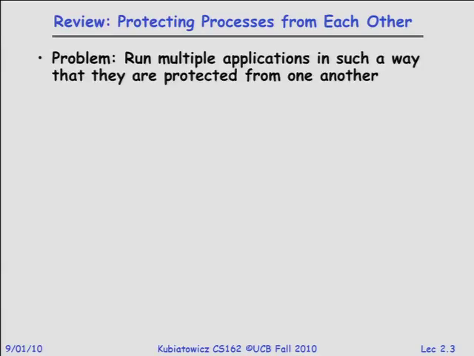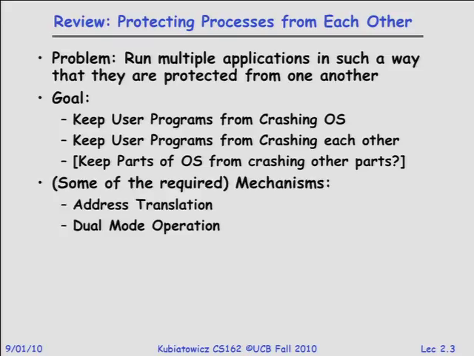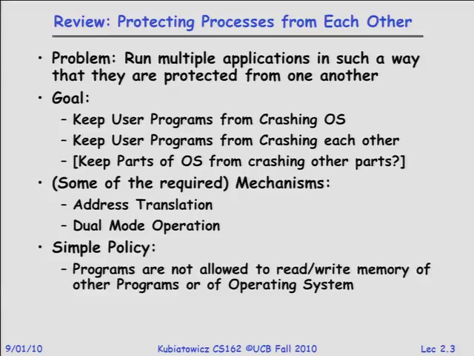So basically the goal was to prevent user programs from crashing the operating system and from crashing each other. Later at the end of the lecture, I'll even show you how we could use these same mechanisms to prevent parts of the OS from crashing other parts of the OS. The mechanisms are address translation and dual mode operation. We didn't talk about dual mode operation, which I'm going to want to do, but let's remember exactly what address translation was in a second.